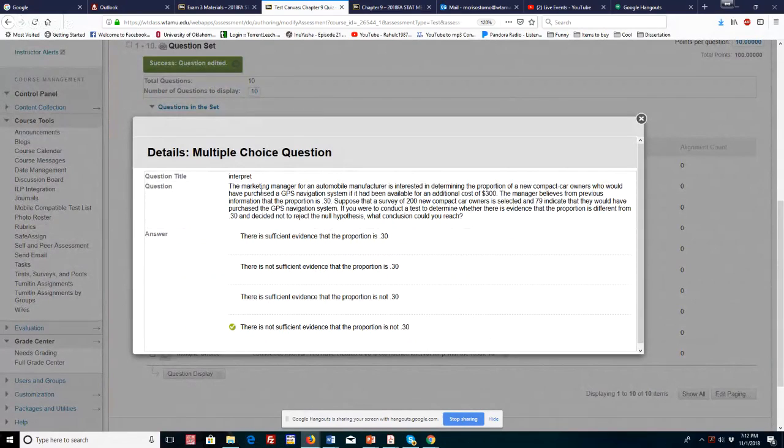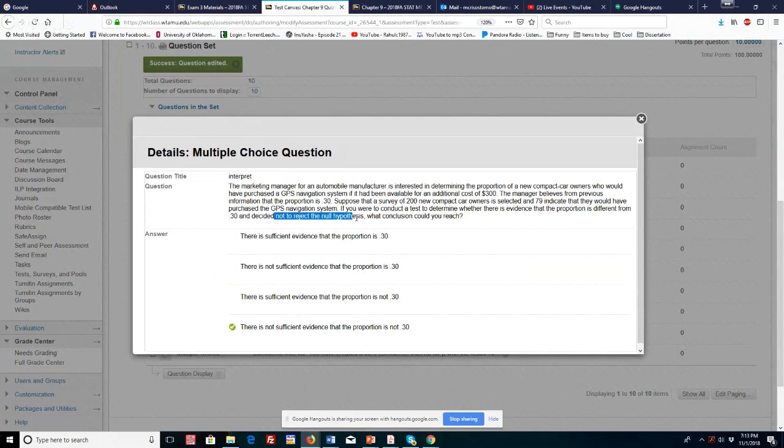So here we have a marketing manager of an automobile manufacturer who is interested in determining the proportion of new compact car owners who would have purchased a GPS navigation system if it had been available for the cost of $300. The manager believes from previous information that the proportion is 0.3. Suppose that a survey of 200 new compact cars is selected and 79 indicate that they would have purchased the GPS navigation system. If you were to conduct a test to determine whether there is evidence that the proportion is different from 30% and decide not to reject the null, what conclusion could you reach?